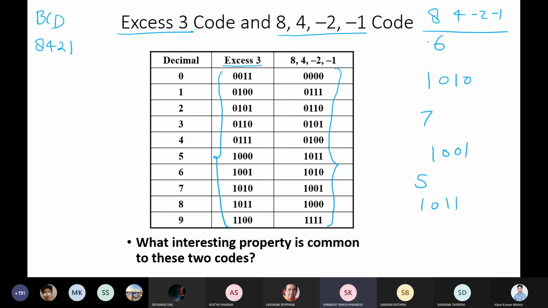Sir, the value of 1 in 8421 is the value of 4 in XS3. And the value of 2 in it is the value of 3 in this one. Okay. Now the same thing for 8, within sir.